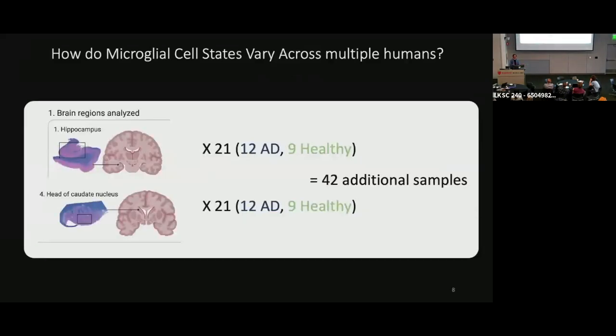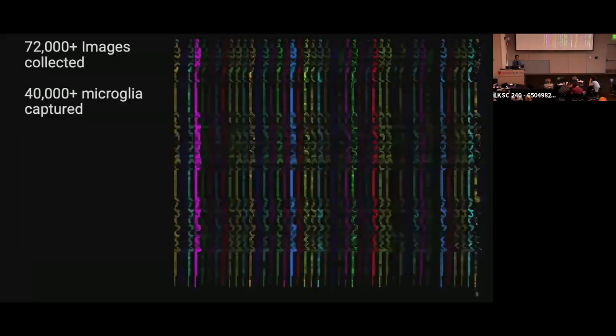So now that we've established this framework on a single patient of being able to capture all these different microglia phenotypes in a continuous manner, we wanted to expand this out to a much higher sample size and look across multiple human brains. So we have 42 additional samples, primarily focused, as I mentioned before, on the hippocampus and the caudate nucleus, broken down between Alzheimer's disease and healthy human brains. And overall, that data set resulted in 72,000 images. This is all heavily downscaled, but we then captured 40,000 microglia from all these human brain samples.